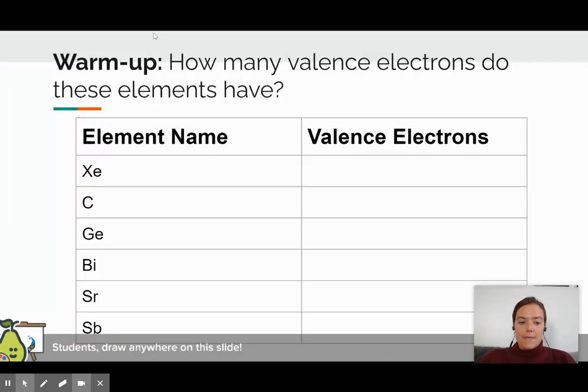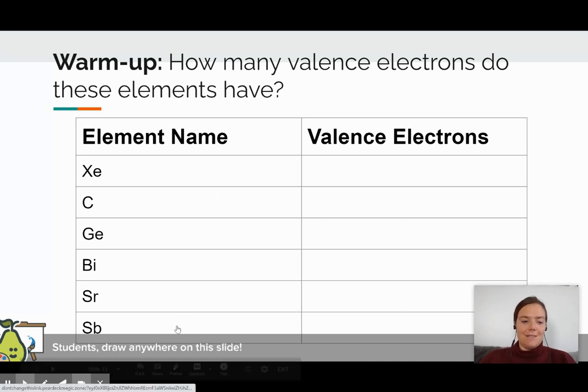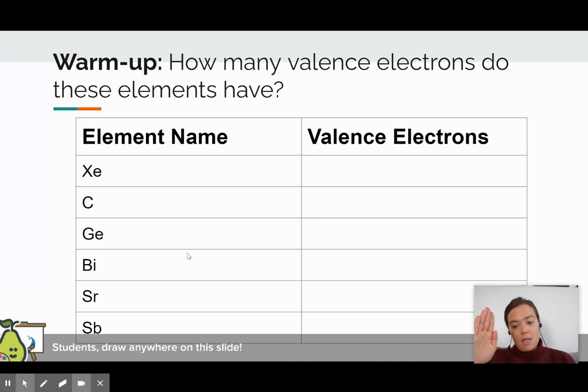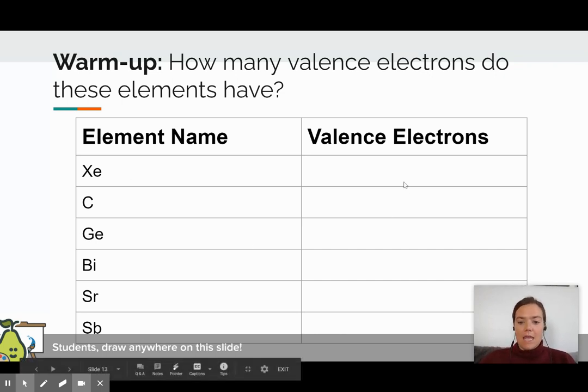All right, so your warm-up is going to be to tell me how many valence electrons each of these 6 elements have. Remembering that the column on the periodic table tells you how many valence electrons something has. The columns go 1, 2, we skip all of the middle transition metals, 3, 4, 5, 6, 7, 8. So check what column each of these are in, and then tell me how many valence electrons they have based on that.